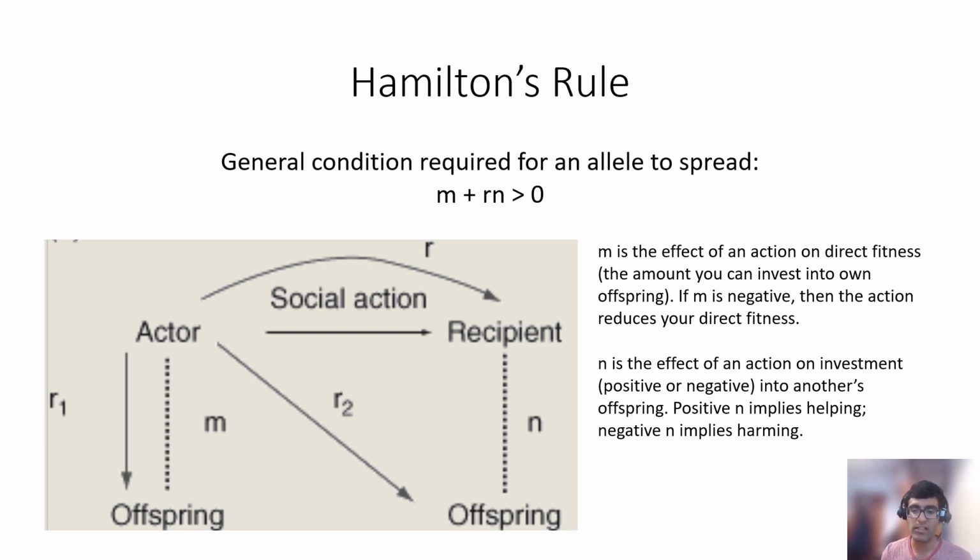N is the effect of an action on investment into another individual's offspring. So a positive n implies that the actor is helping the recipient to produce offspring, and a negative n implies that it's harming the recipient, preventing the recipient from producing offspring or reducing the number of offspring the recipient can produce. And R is the relatedness between the actor and the recipient, as we've discussed before.